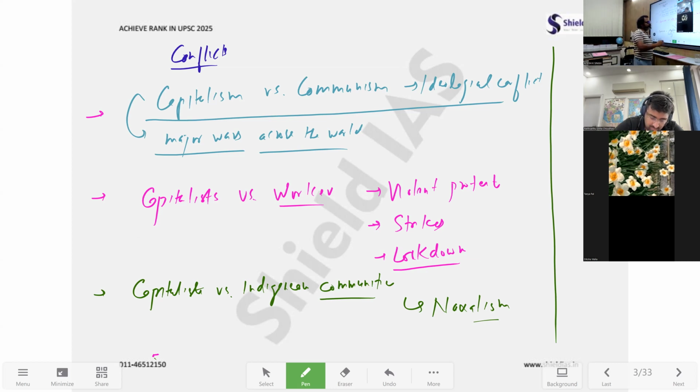So now again, the new conflict that is emerging is between the fossil fuel supporters versus the climate change activism. The fossil fuel supporters versus climate change activism.